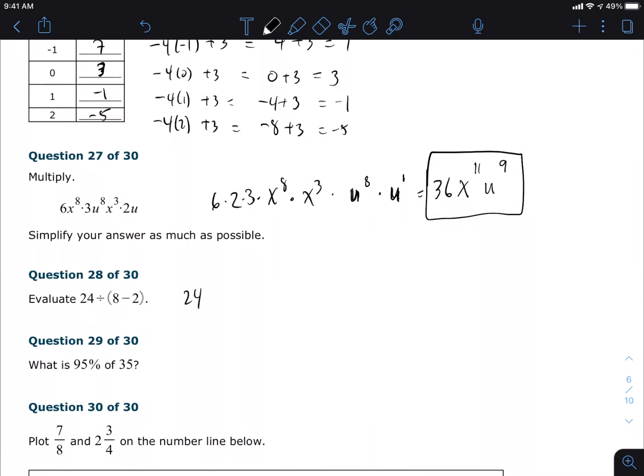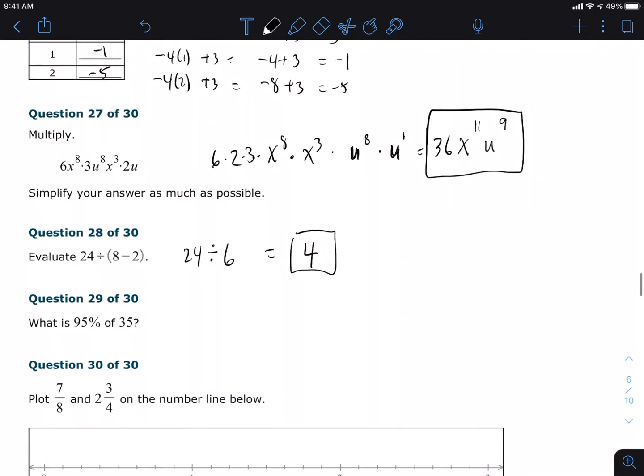28. I'm going to go 24 divided by, I have to do the parentheses first, so that's 6. 24 divided by 6 is 4. So basically it's just a simple order of operations problem, but they're trying to make sure that you get that and understand it. All right, number 29, what is 95% of a number?